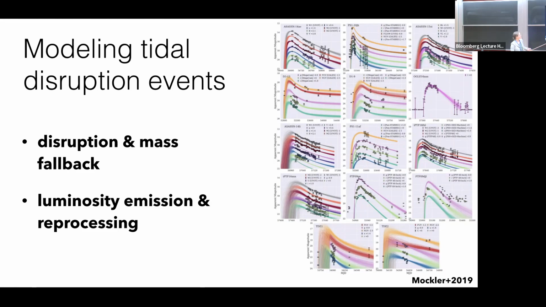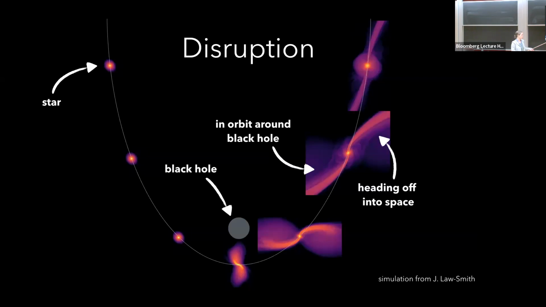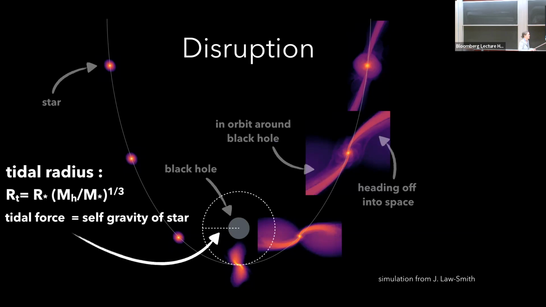And so if we go through these different parts of the TDE process in more detail, first, again, we have disruption. These are snapshots from a different simulation where you have a star on a very eccentric orbit. It's disrupted at pericenter. Part of that gas is bound to the black hole. Part of it's heading off into space. And the bound gas will eventually form a disk and produce a flare. And then just one thing, I'm gonna talk about the tidal radius later. That's just a Hill's radius argument where the tidal force is approximately equivalent to the self-gravity of the star. So it's about where the disruption is occurring.